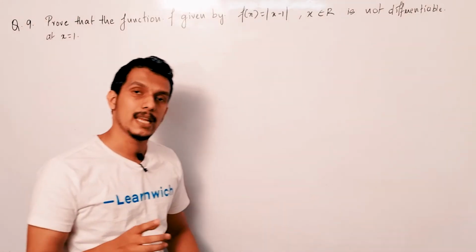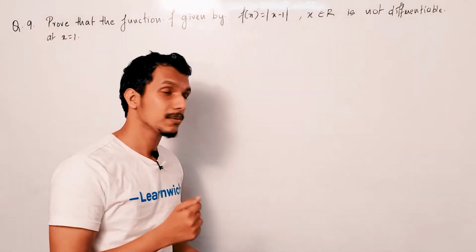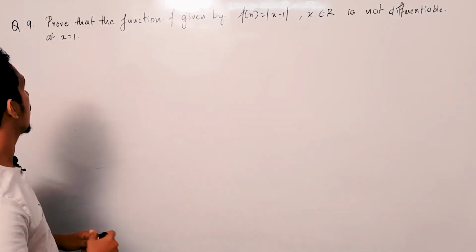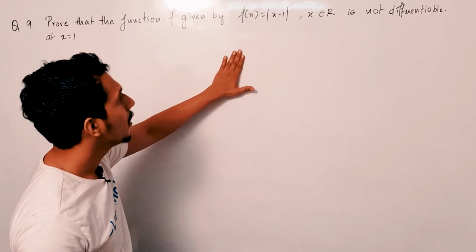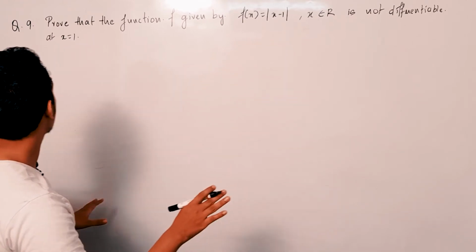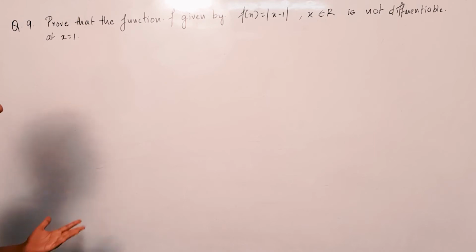Question number 7 and 8, you can do it on your own. Now we'll go with question number 9. Okay, it says prove that the function f given by f of x equal to mod x minus 1, where x is an element of R, is not differentiable at x is equal to 1. Okay, this is what we have to prove.